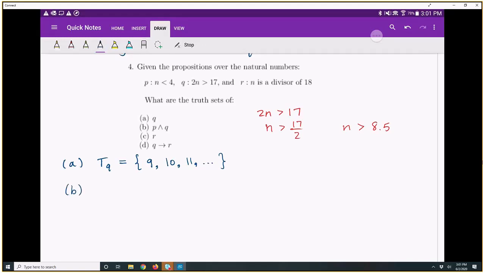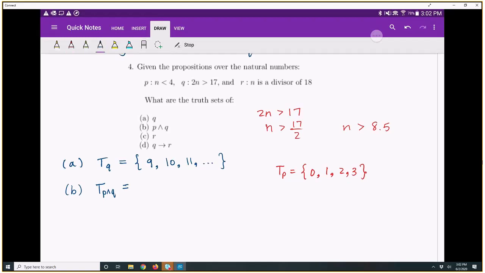B, we're looking for the truth set of P and Q. So in order for an element to belong to the truth set of P and Q, it would have to make P true as well as Q true. So we can, off to the side, find the truth set of P. P are the natural numbers less than 4. So that's 0, 1, 2, and 3.